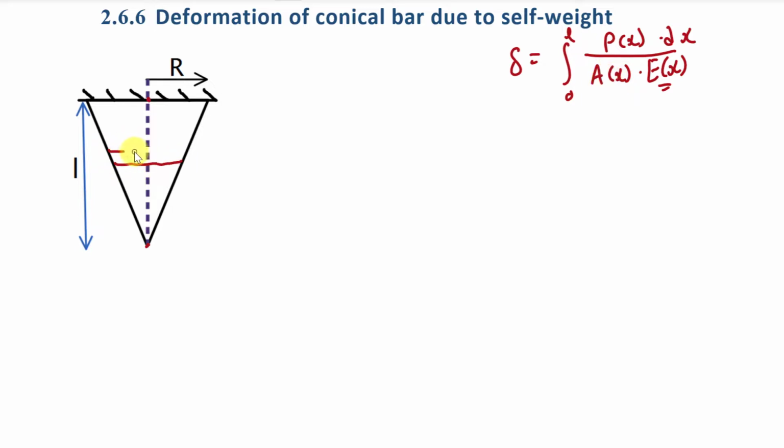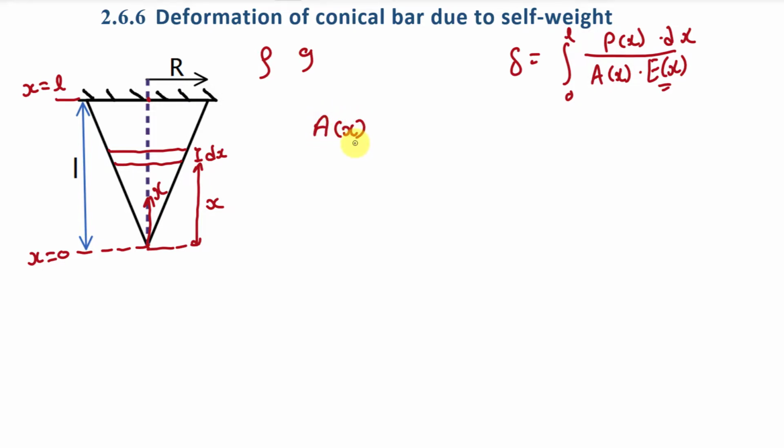Here we are going to take one strip of length dx at a distance of x from this end, and we take this direction as the x direction. So at this point the value of x is 0 and at this surface the value of x is L. Let's say the density of this material is rho and the acceleration due to gravity is g. Here we have to find the area as a function of x. Let's say the radius of this strip is r, at a distance of x from this point. So at this strip the area, that is Ax, will be pi r square.